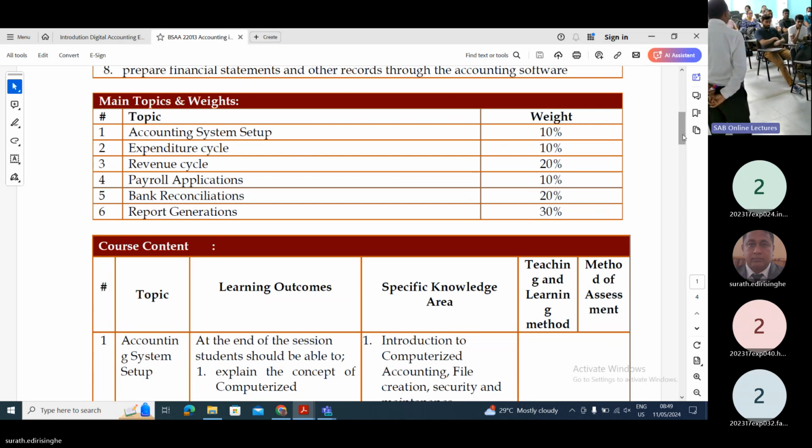Accounting system setup, including creation of a new company with the appropriate information. Then after that, creating a company financial year, your chart of account pattern, everything including setting up a new system.